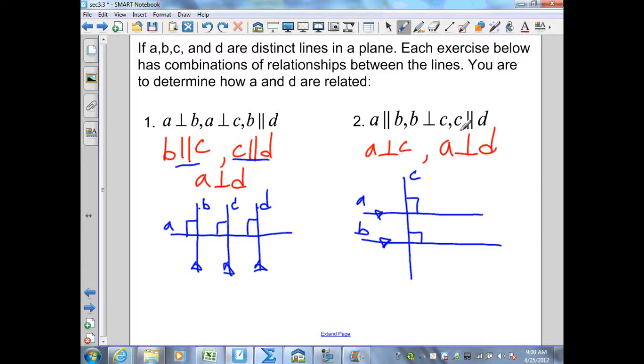I'm also given that C is parallel to D. And if that's true, again, I know the corresponding angles are congruent. Therefore, this is a right angle. And when two lines intersect to form right angles, they must be perpendicular.